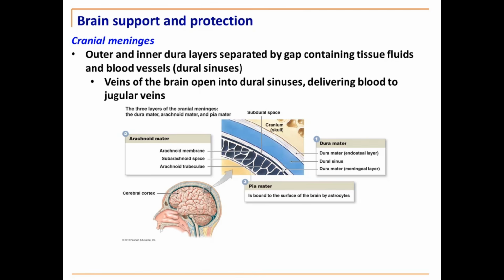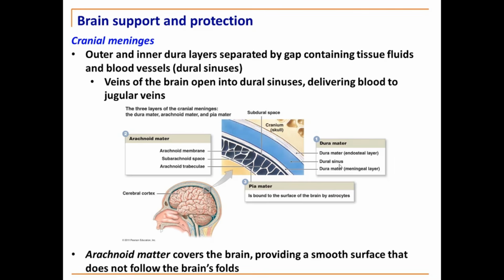So when we're looking at these, the outer and inner dura layers, so remember these are in this region here, these are separated by a gap containing fluids and blood vessels. That is our dural sinuses, as is shown in the image itself. And the veins of the brain open up into the dural sinuses, delivering blood onto the jugular veins. And the arachnoid mater, the next one down, that covers the brain, and it helps to provide a smooth surface that does not follow the brain's folds, which is in contrast to the pia mater itself, which sticks to every fold of the brain's surface. And like I said, it's anchored to those by the astrocytes themselves.